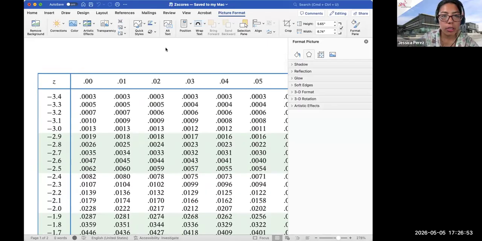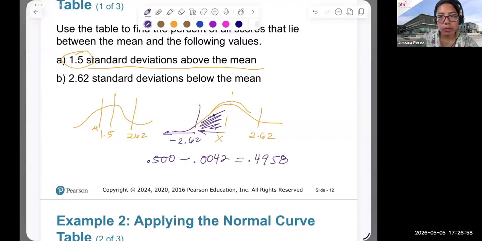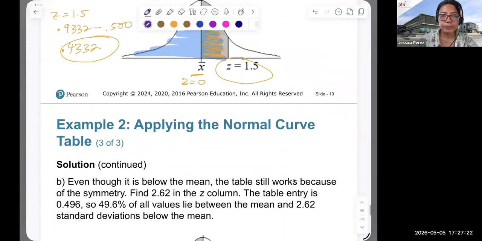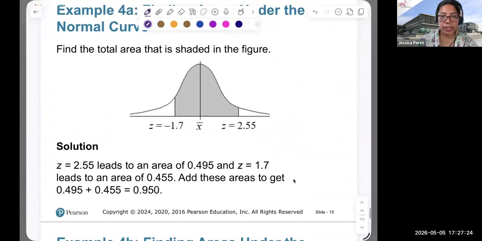So make sure that when you're looking at the z-score table, you should be able to read a z-score table. So now we're saying 2.62 below the mean. So this is our mean, and this is below the mean, negative 2.62. I'm finding this purple area. But first I have to find the total area of x bar, which is 0.5. And then I look at the z-score of this area, which is 0.0042. When I subtract them, I will get the desired region, which is 0.4958. And that's exactly what we get.